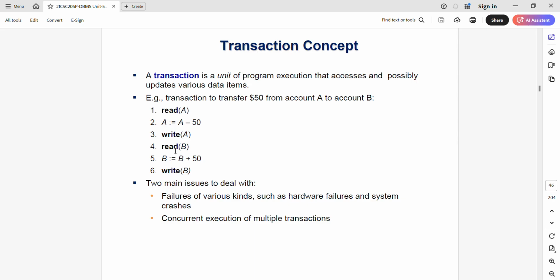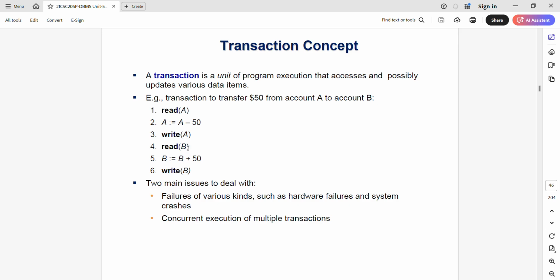These are the 6 steps. First, we need to read the value of A. Whatever the value of A, that should be reduced by 50. That will be done here, so A equals A minus 50. Assume that my A value is 200. After sending 50 from my account, my amount should be 150. So A equals A minus 50. Then writing into A, my A value is 150.